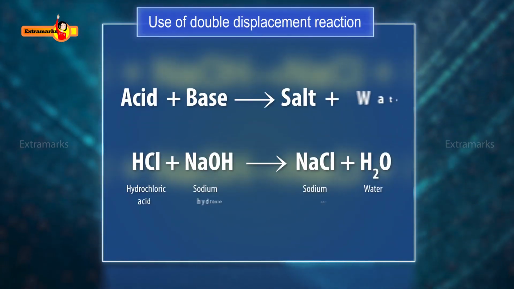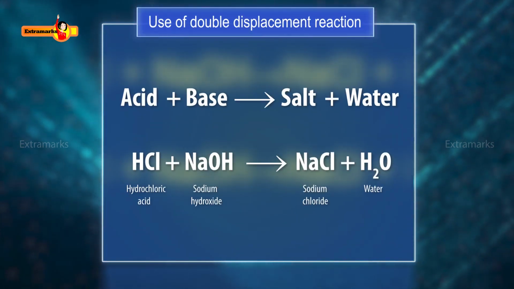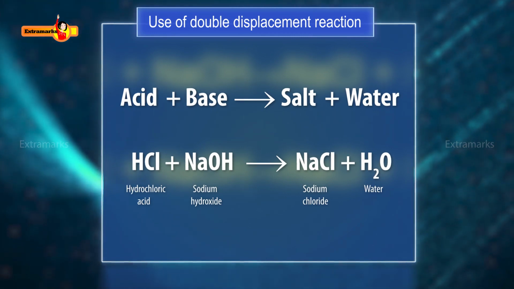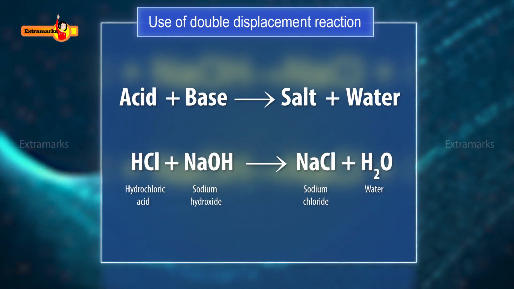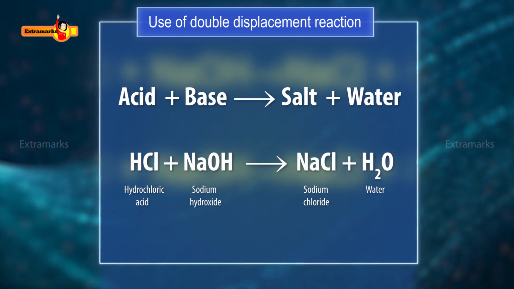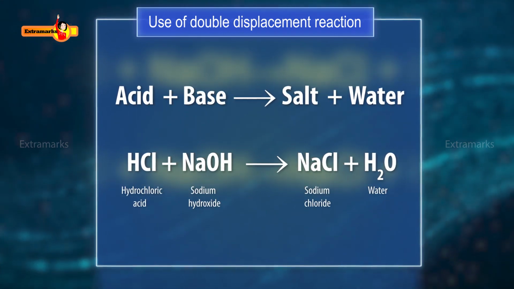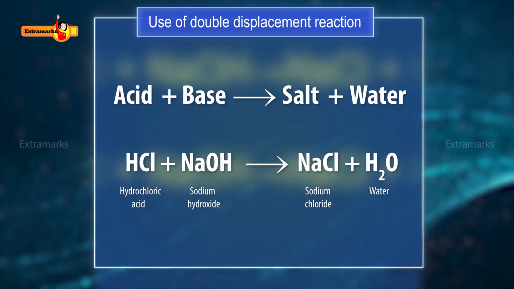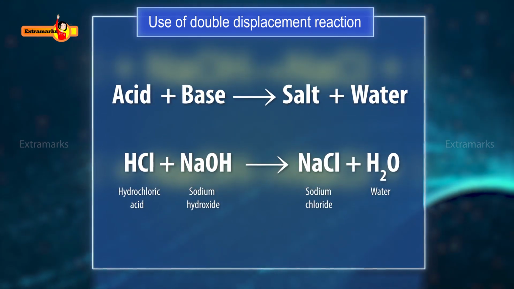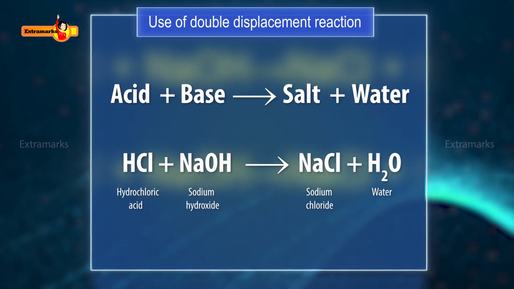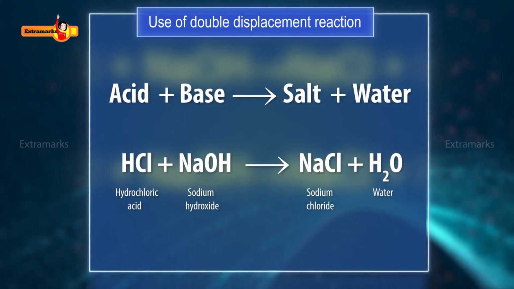Double displacement reaction is used in the preparation of salts. Do you know neutralization reaction is a type of double displacement reaction? Observe carefully the reaction between hydrochloric acid and sodium hydroxide, and you will understand. In this reaction, hydrogen and sodium ions exchange their position from their compounds.